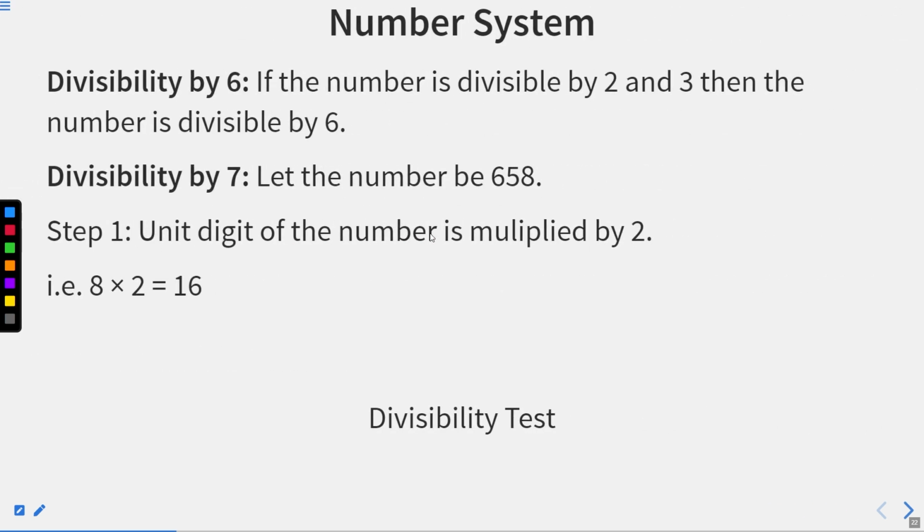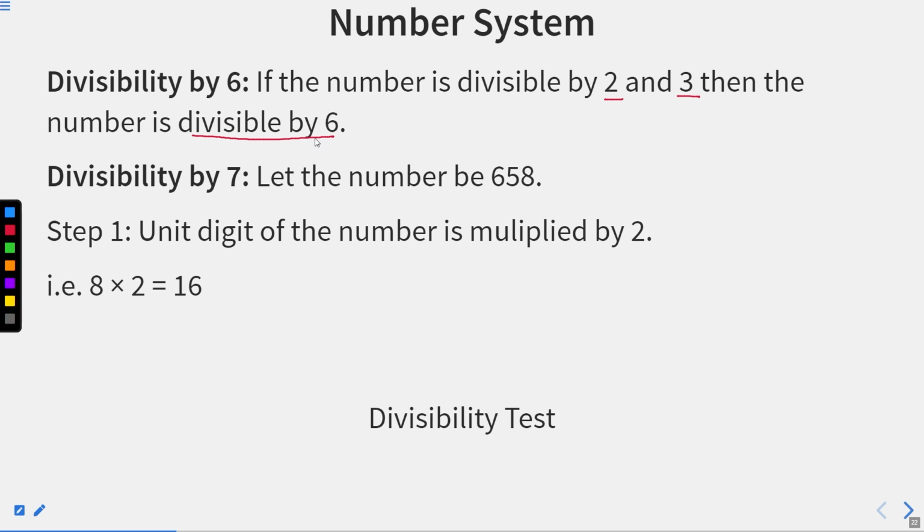So what about 6? How do you know if a number is divisible by 6 or not? To check that, we have to check that the number is divisible by 2 and 3. If we can make sure that a given number is divisible by 2 as well as 3, in that case I will say that the number is divisible by 6.